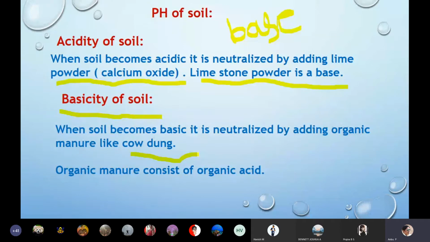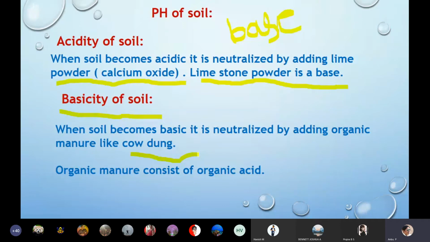And also understand the importance of neutralization of soil, especially for the agricultural process. So this is the most important one. And I have given you a global outlook. Let us see what the soil conditions are all over the world.